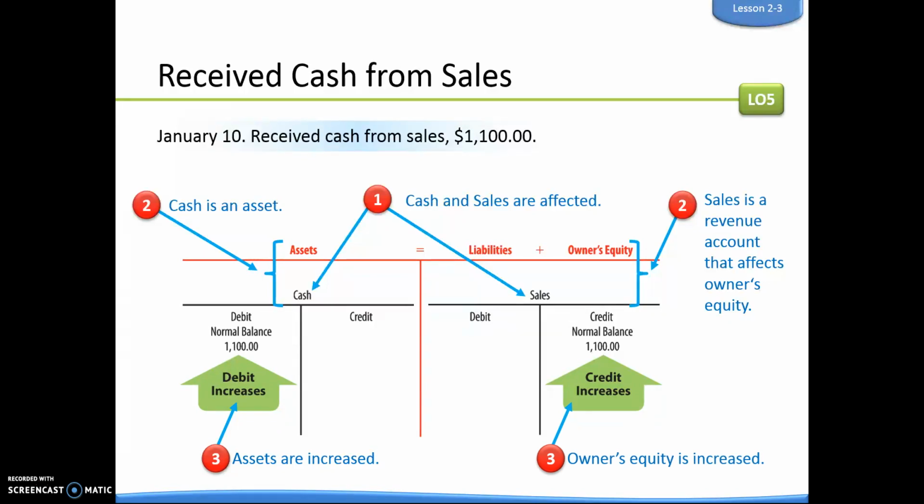Then we ask ourselves, how do we record these? Is it as a debit or is it as a credit? We know that cash is an asset, and since it's increasing, that means that cash is debited. And then we also have our new account, sales. Sales is an owner's equity account. It's also increasing, which means that it increases with a credit. So we have a cash debit and a sales credit, both of $1,100. They're equal. We are happy as clams. All is right in the world.